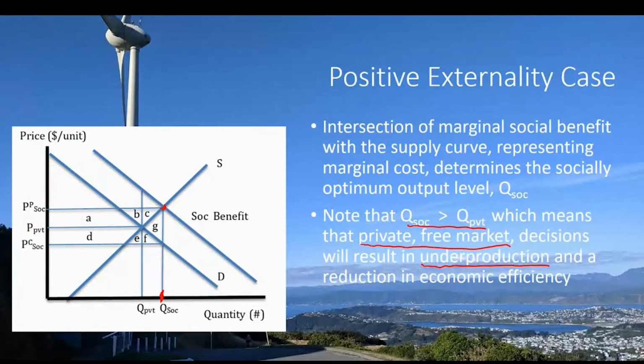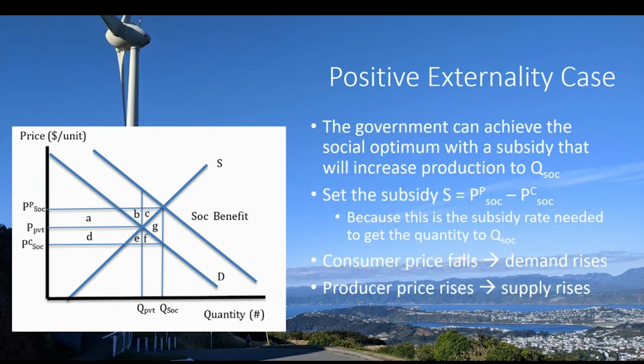And we're going to see in just a minute, that's going to reduce overall economic efficiency because we're not taking into account this spillover effect that's taking place in the economy. So let's see how we correct for it. Okay, the government can achieve the social optimum by using a subsidy. And we know that by using a subsidy, we can actually stimulate the production of a particular good and push it out in the direction that we want to push it in this particular case.